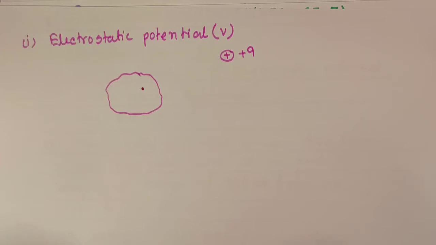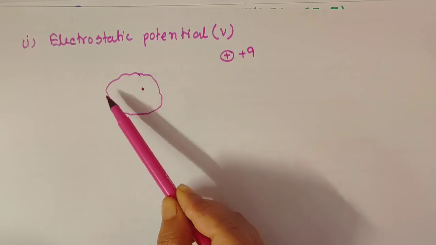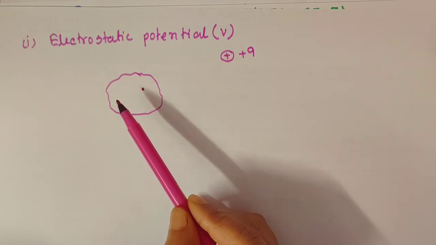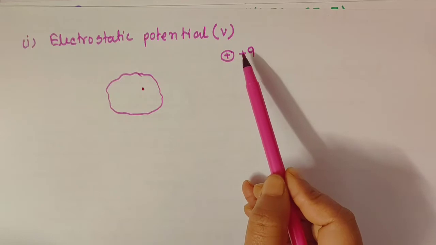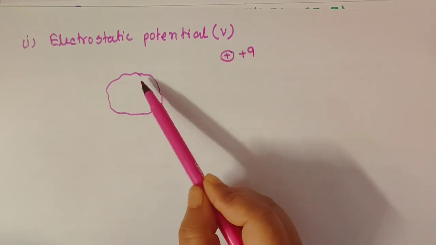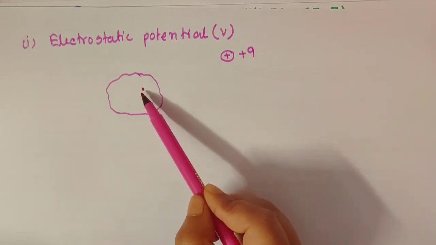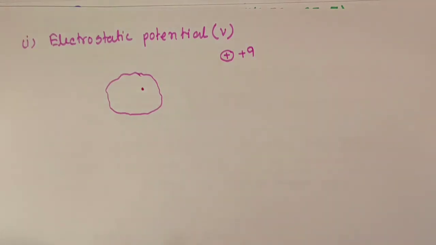I repeat, the electrostatic potential at any point in the region of electric field is equal to the amount of work done in bringing a unit positive test charge from infinity to that point. From infinity, suppose this point is situated at infinity. So from infinity to that point against the electrostatic force without acceleration. So this is basically electrostatic potential.